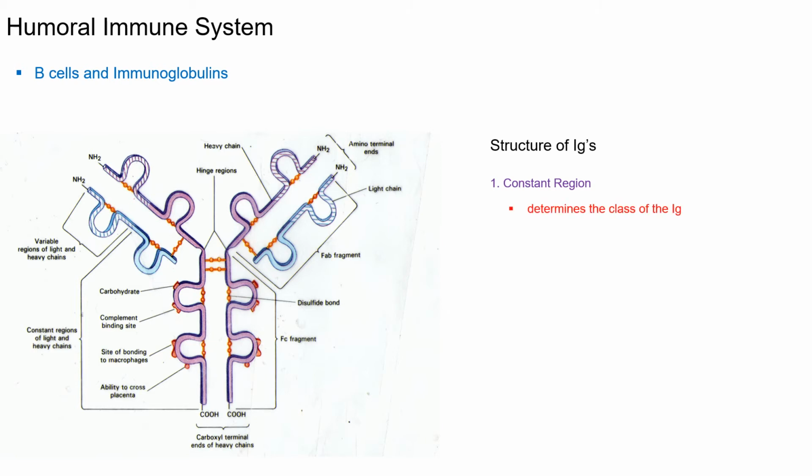The constant region is going to determine the class that this particular antibody belongs to. And we'll see that on the next slide. In that class, every member will be the same in that constant region. Now, I want you to notice that middle region.